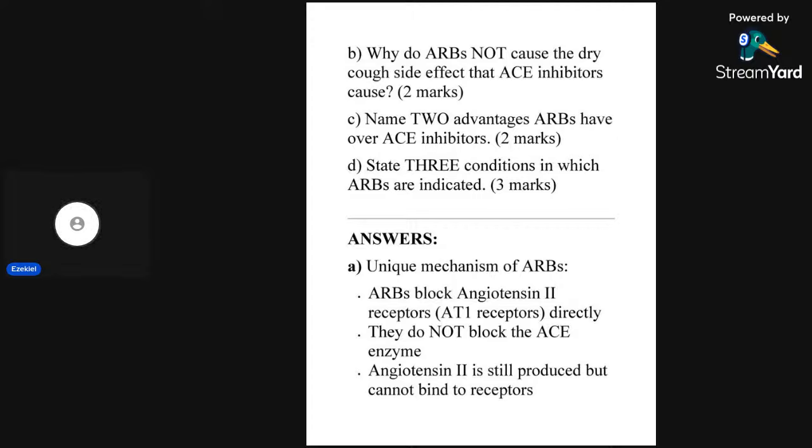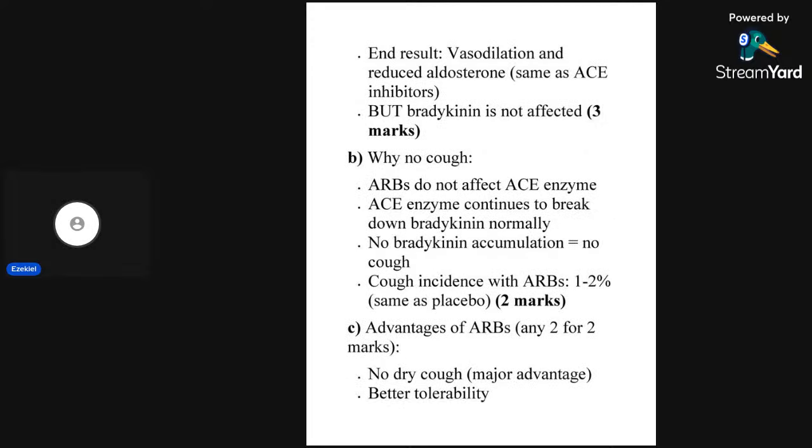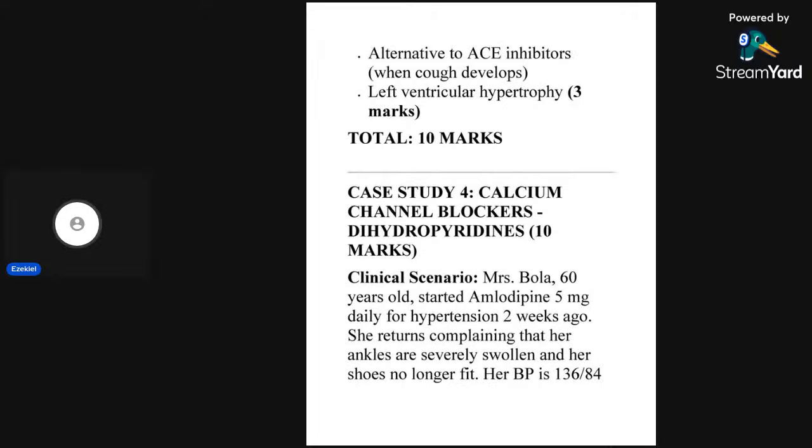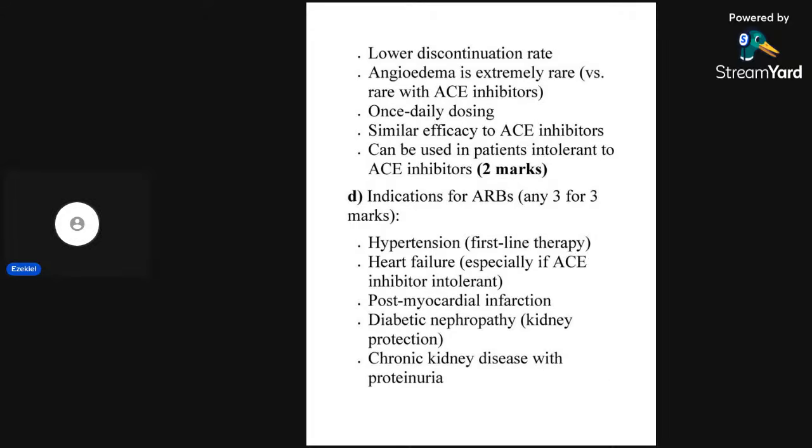Then stage 3: conditions in which ARBs are indicated: hypertension, heart failure, diabetic neuropathy, chronic kidney disease. When I'm teaching you diabetes, I'm going to mention ARBs there. I'll tell you the functions of ARBs when I teach you endocrine pharmacology. All right, so that is that for that. Let's go to question 4 quickly.